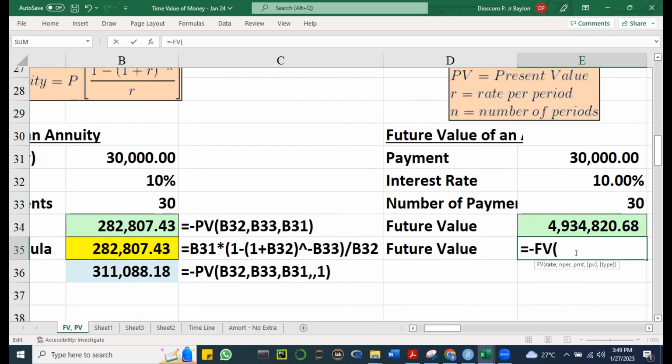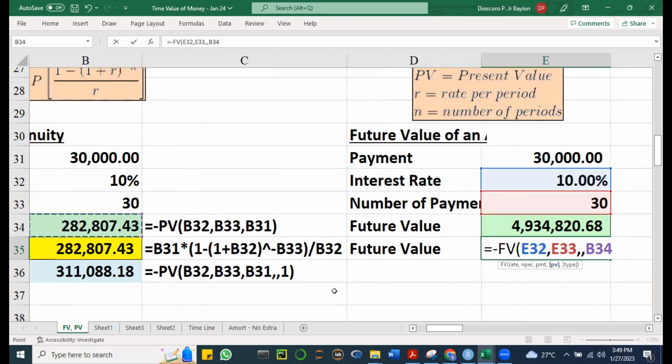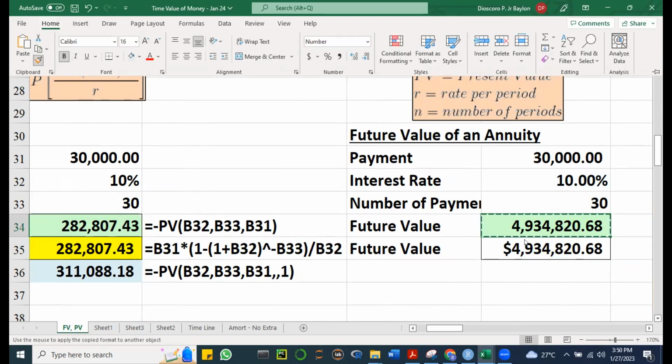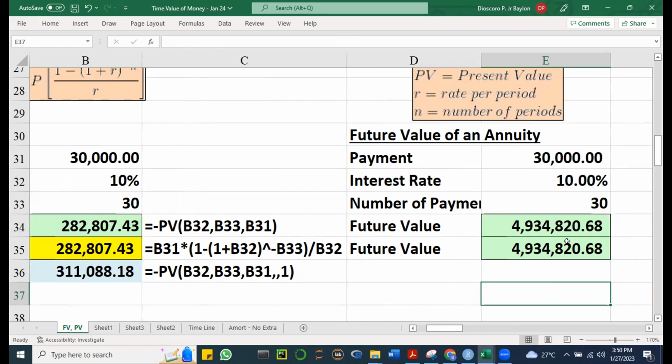So we can use the FV function. The rate is 10%, comma, NPER is 30, comma. Let's not use the PMT, but rather the PV. This time let's convert the present value into its future value. We'll get the same answer because this present value actually came from this annuity of 30,000 for 30 years. So we're just getting the equivalent value. I expect 4,934. There, it's the same. 4,934,820.68.